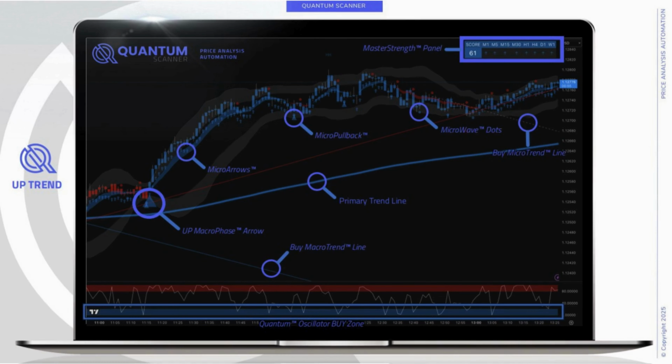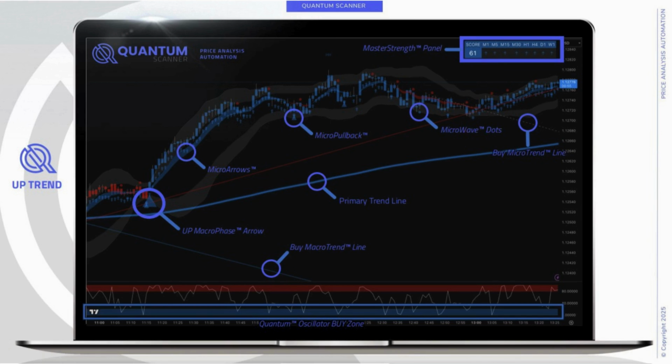Within the Quantum Scanner, blue and red are used to identify either buy opportunities or upward direction, or red for sell opportunities or the downward direction. In an uptrend, we begin by looking for an upward macro phase arrow combined with a blue primary trend line, which indicates to us that price is moving primarily in the upward direction.